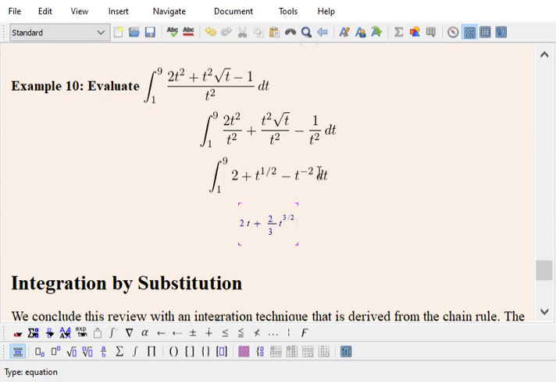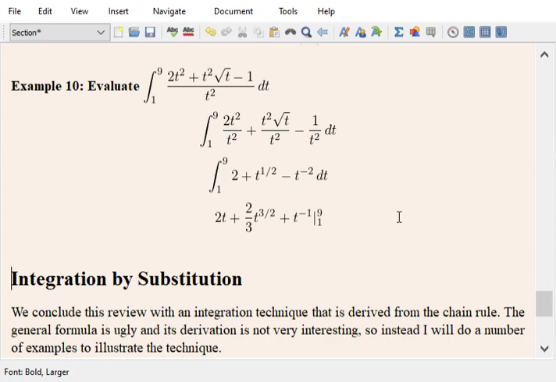As for this guy, well, let's see. -2 plus 1 is -1, and then I divide by -1 as well. But if you're dividing by -1, I've got this negative out here, so that's just going to cancel the sign. And then we still have to evaluate.